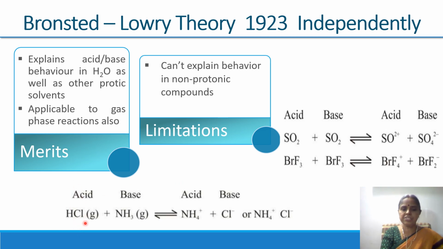You can see here acid is HCl, base is ammonia. So, you have NH4 plus forming as the conjugate acid of the base ammonia and Cl minus forming as the conjugate base of the acid HCl. You can see here SO2 plus SO2 is forming SO2 plus and SO4 2 minus, BrF3 and BrF3 forming BrF4 plus and BrF2 minus. These reactions could not be explained by the Bronsted-Lowry theory. It could very well explain the HCl and NH3 because they have a proton, there is proton transfer, but it could not explain these reactions which are also acid-base reactions. So, there are some merits, it is an improvement over the Arrhenius theory, but nevertheless this led to the proposition of the next theory, which is the Lewis acid-base theory.